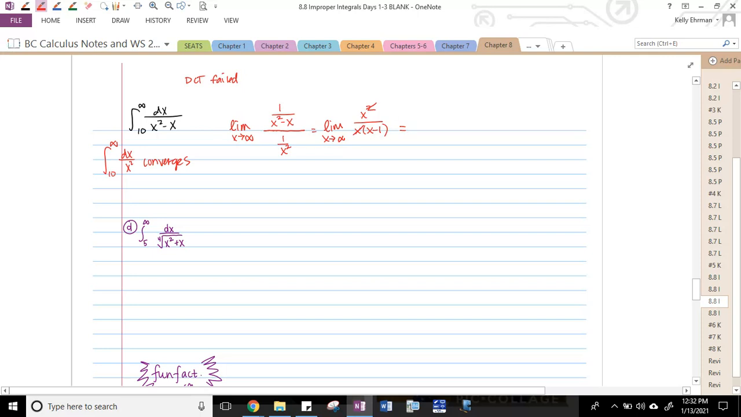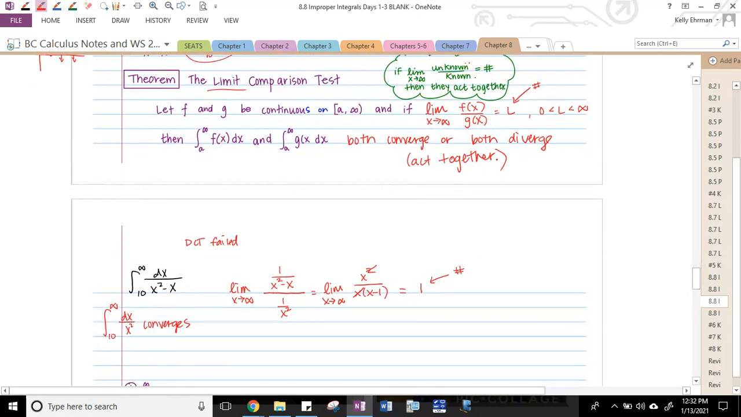Now, I know we've done L'Hopital's, but don't forget, this is a rational expression and it's a tie, so we don't have to use L'Hopital's. We can just think about the horizontal asymptote when you're doing limits at infinity. The horizontal asymptote here is 1. It's not the numerical value that's important, it's the fact that this is a number. That's our L, right? And what did our rule say? It said, if this limit comes out to L, which is just some number between 0 and infinity, then these two functions have to act together.